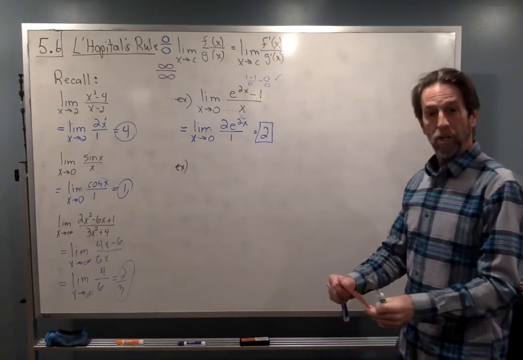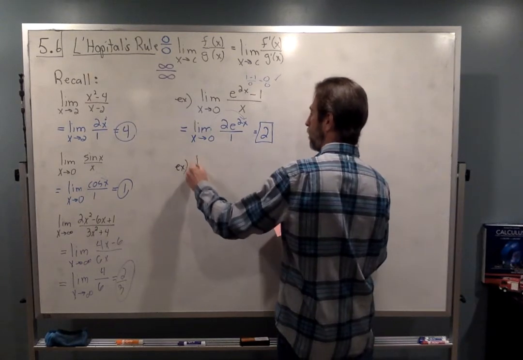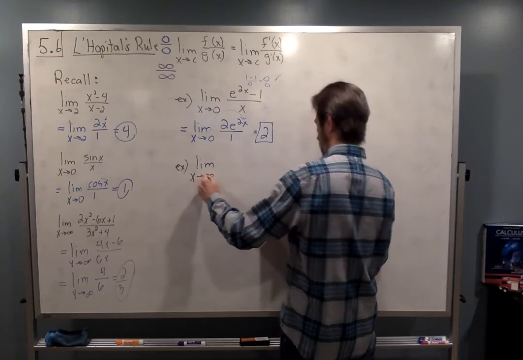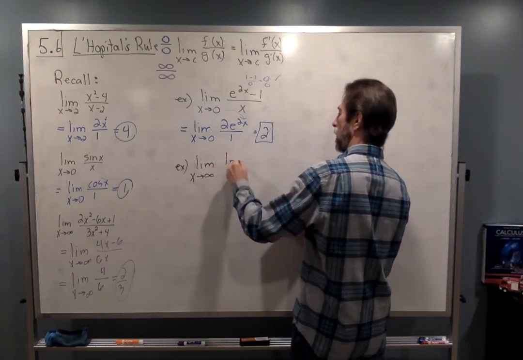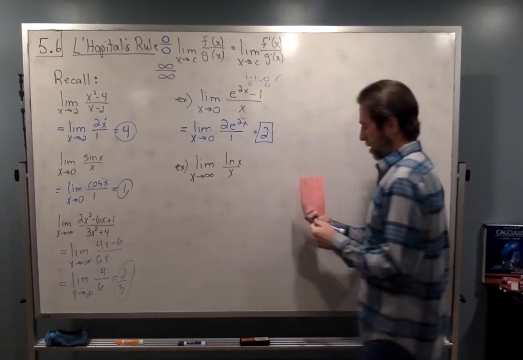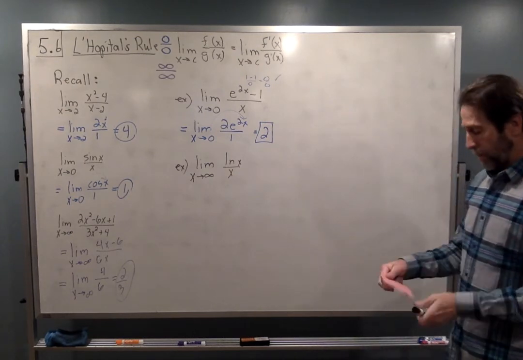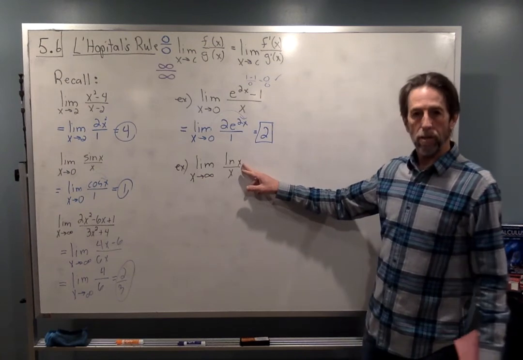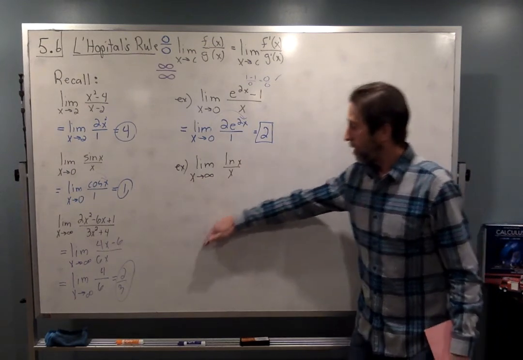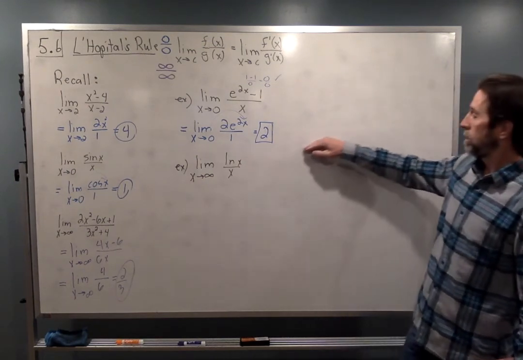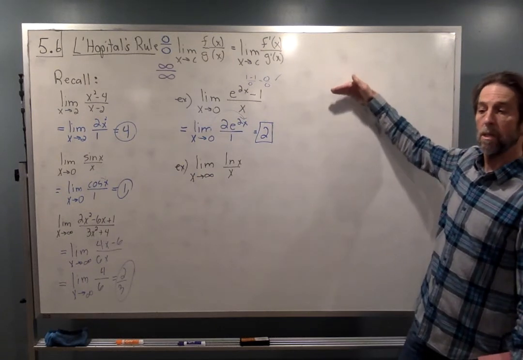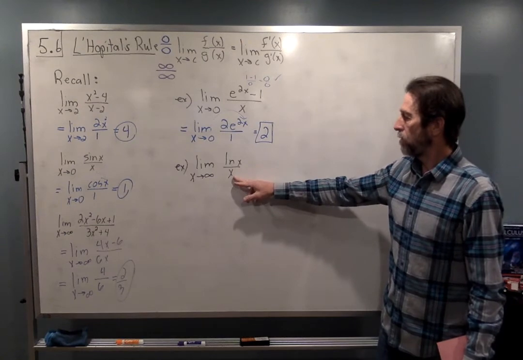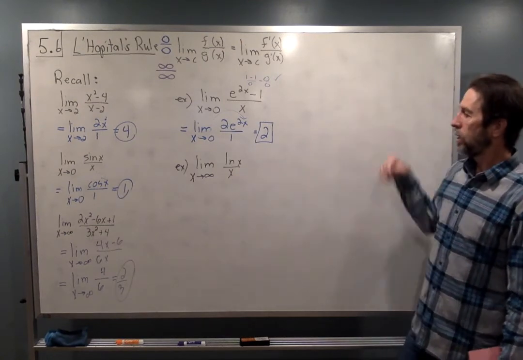Let's take a look at one more example. Limit as x goes to infinity, log x over x. Let's see what happens. As x goes to infinity, log x goes to infinity. So remember, the log function basically looks like this. It's going to keep increasing even as we move out in larger x values. X going to infinity, of course, that's a straight line.